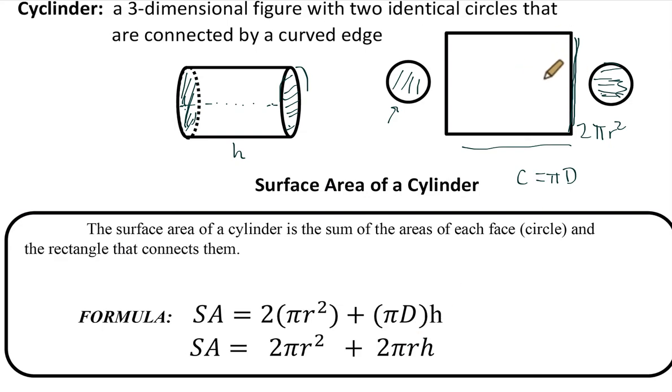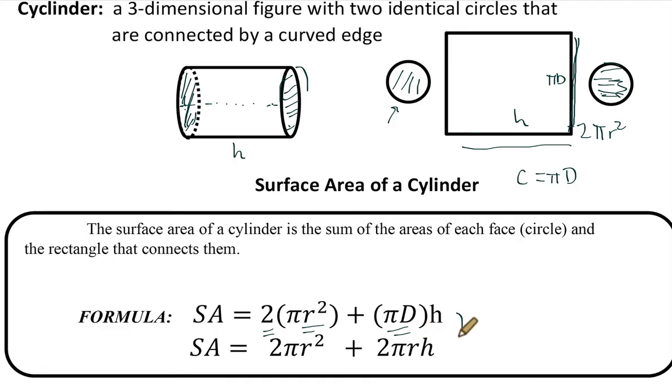The area of this rectangle would be pi times diameter, that's this side, times whatever the length of the height of the can. They call it the height. So it's h times pi d. Now look at our formula here. The surface area of a cylinder, we have 2 pi r squared. That's 2 circles. Find the area of one circle and double it. Plus the rectangle, which is pi times diameter times the height.